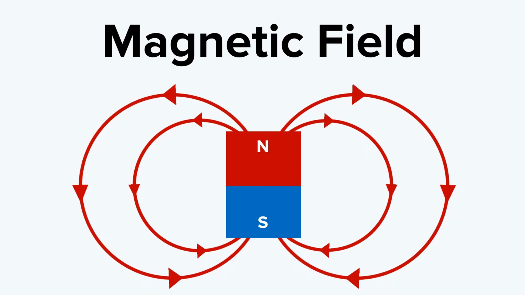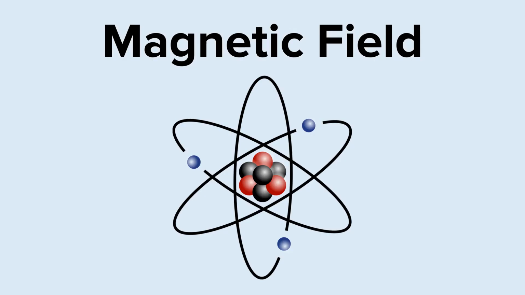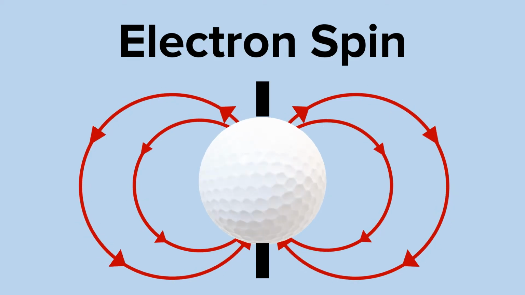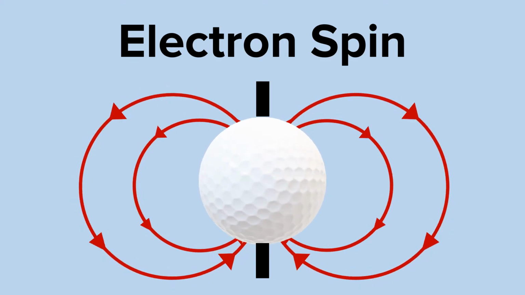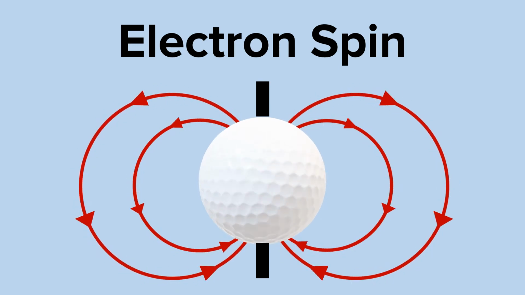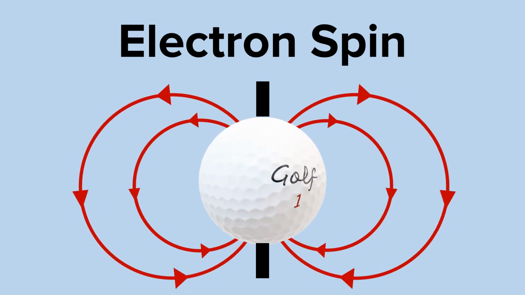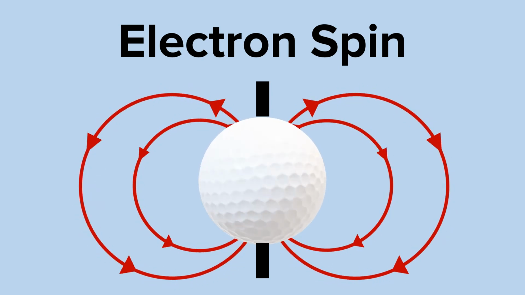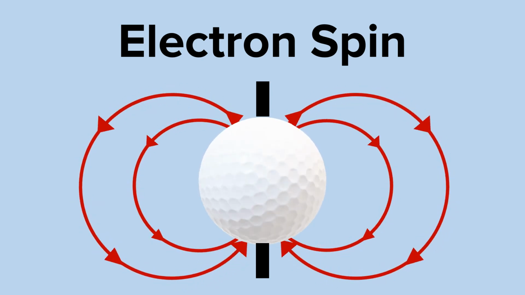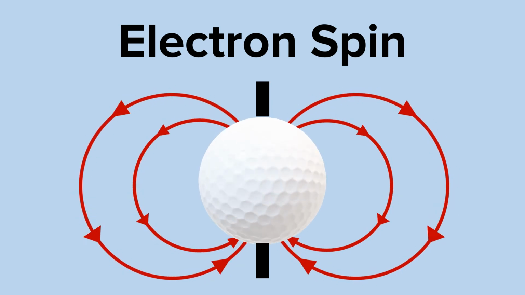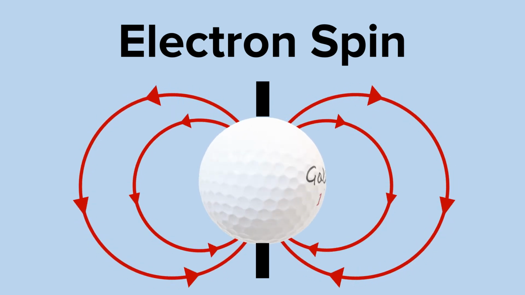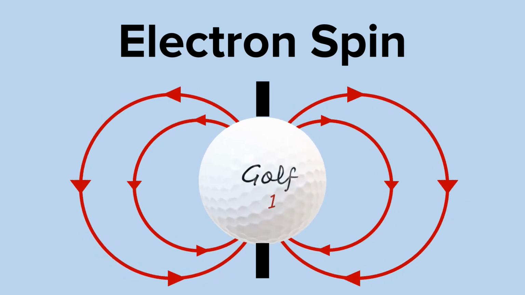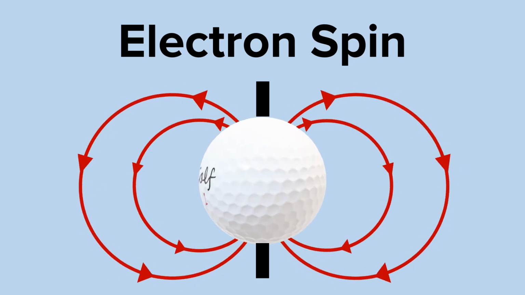But what's happening on an atomic level to produce magnetic fields? The first way magnetic fields are produced on the atomic level is by electrons spinning on a stationary axis. Here, the golf ball represents an electron. When an electron is spinning on a stationary axis, the magnetic field is created on the axis of movement.